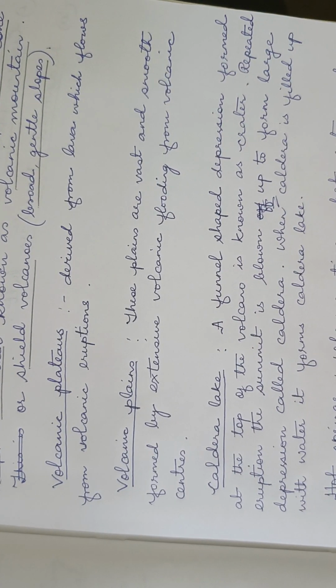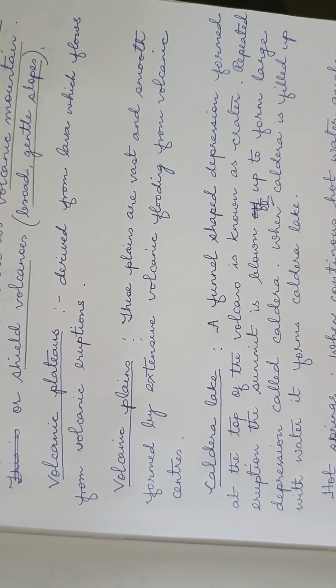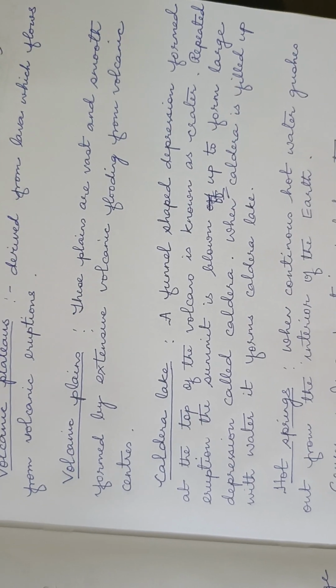Next is caldera lake. Now, this funnel shaped depression that is formed at the top of the volcano is known as crater. Repeated eruption, one after the other, sometimes blows off the summit and forms a large depression called caldera. And when this caldera is filled with water, it is known as caldera lake.